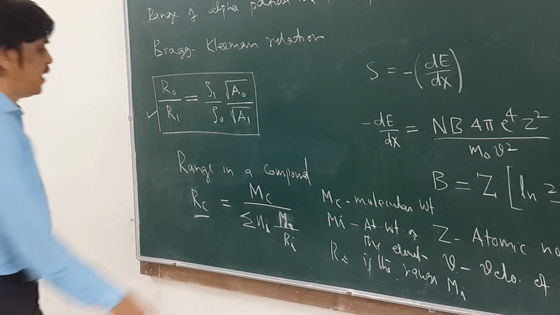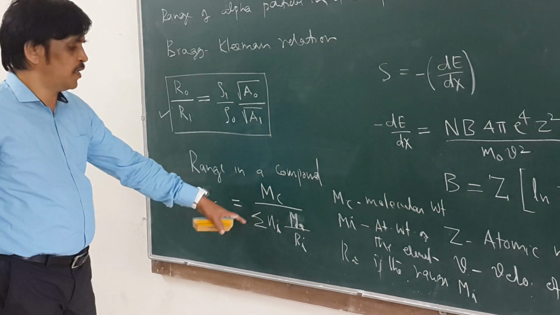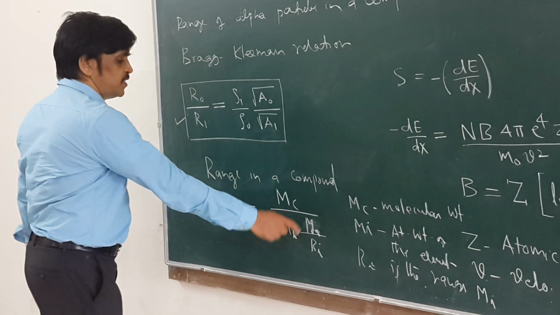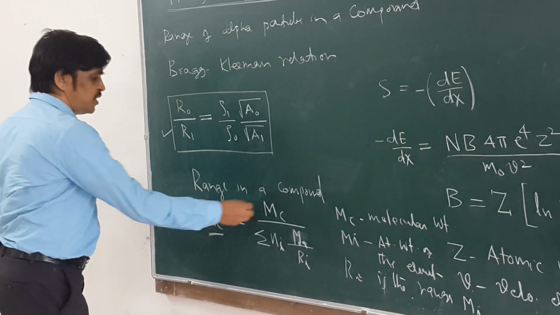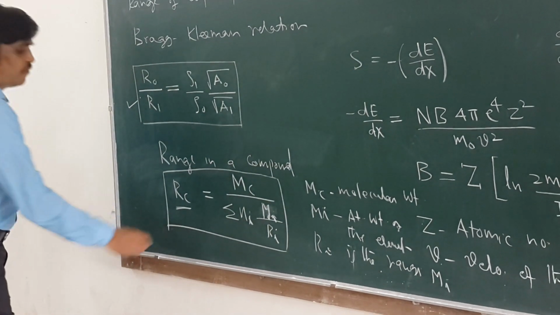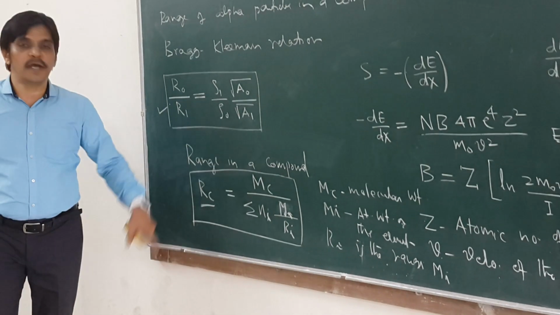So therefore you can have n number of species, and if you sum over them you will be able to find out the total for a given compound, and using this relation you will be able to find out the range of a charged particle in a compound.